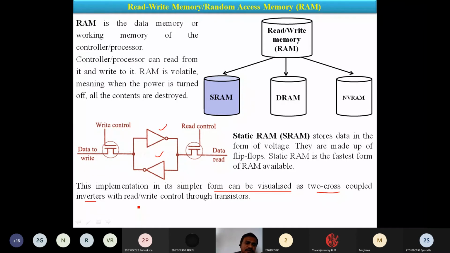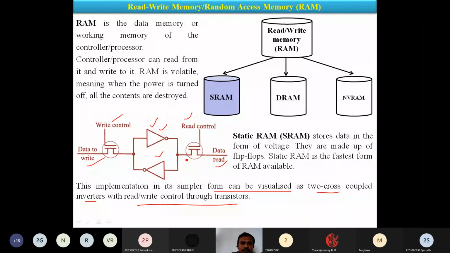We know these FETs. These FETs are used to connect with the lines. When the transistor is on, the line is connected. When the transistor is off, the line is disconnected. This is a simple memory with write control and read control. Write control is used for the data to be written, and read control is connected to the data to be read. So this is how this memory performs read and write processes.